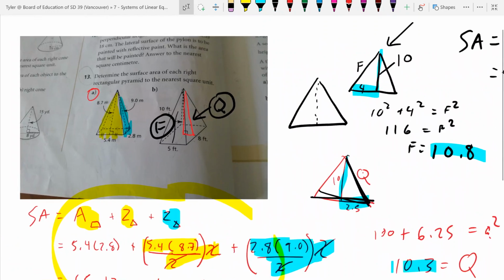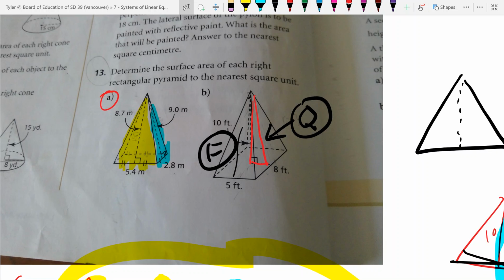So just be careful with these types of questions, especially when it's not a square-based pyramid. You have to think that there's going to be two different sets of triangles that are different shapes. And that's it.